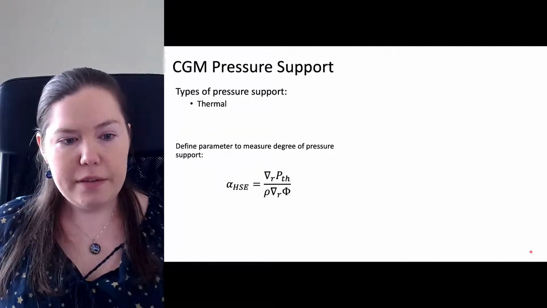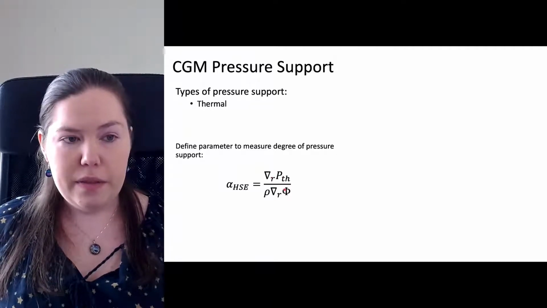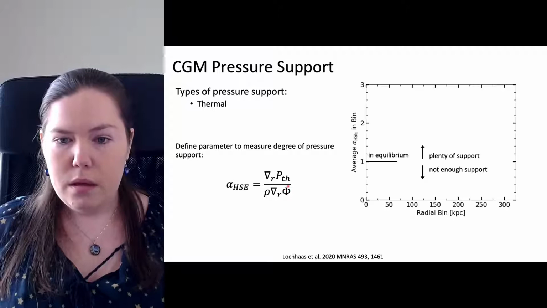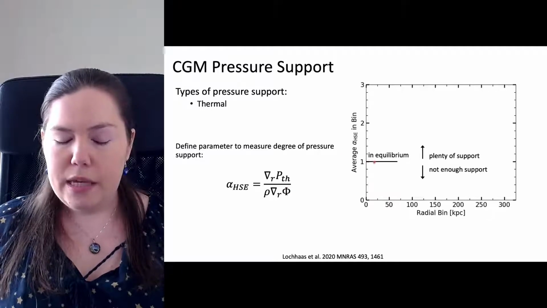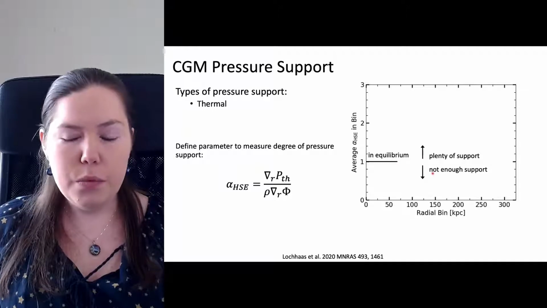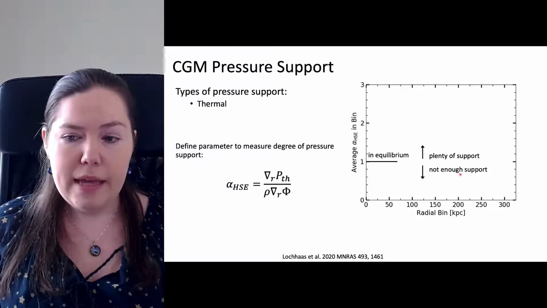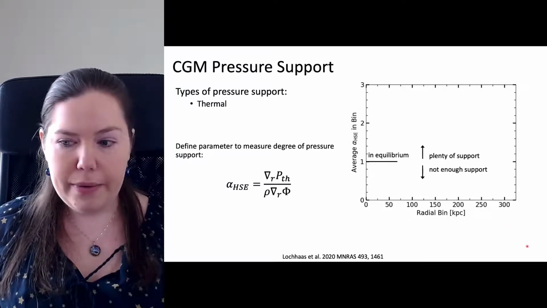In order to quantify the pressure support of gas, I define this parameter, alpha sub HSE for hydrostatic equilibrium, that gives the ratio of the thermal pressure to gravity within the simulations. If this parameter is exactly equal to 1, then the gas is in equilibrium. If it's greater than or less than 1, the gas is overpressurized or underpressurized relative to gravity. It may be either outflowing or inflowing.